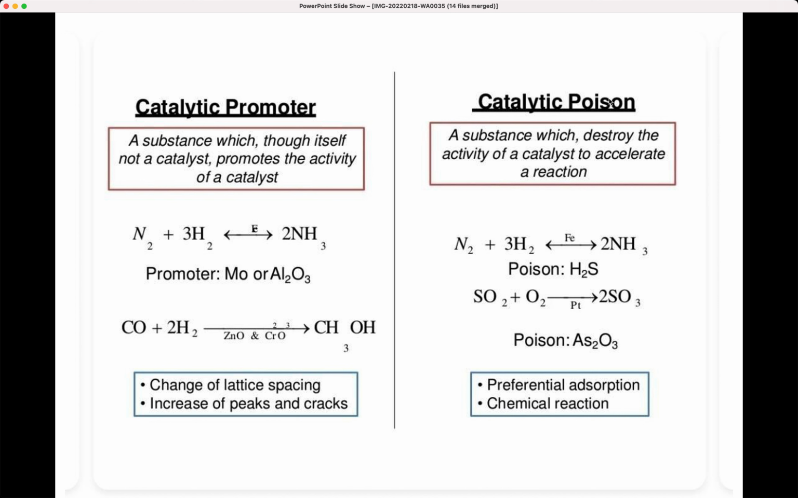Now what is a catalytic poison? It is a substance which destroys the activity of a catalyst to accelerate a reaction. For example, N2 plus 3H2 gives 2NH3, the poison is H2S. SO2 plus O2 gives 2SO3 in presence of platinum, here the poison is As2O3. So here preferential adsorption occurs and a chemical reaction takes place.